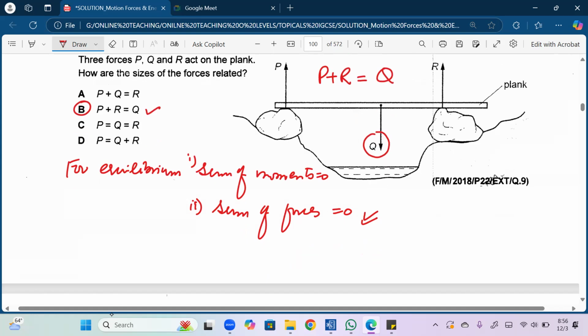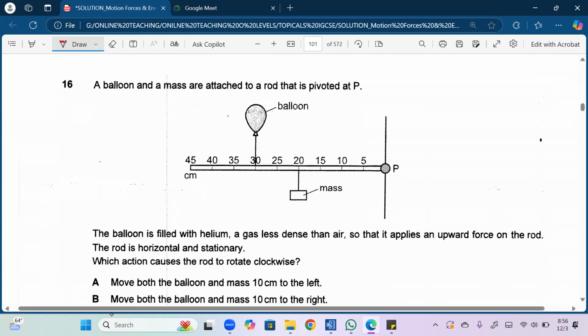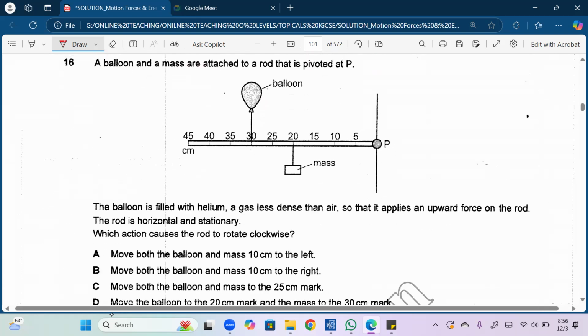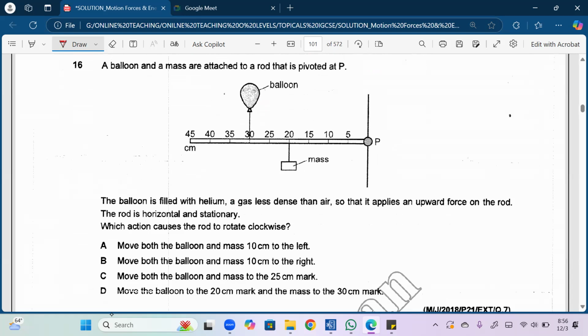Question number 16. A ball, a balloon, and a mass are attached to a rod that is pivoted at P. The balloon is filled with helium, a gas less dense than air, so that it applies an upward force on the rod. The rod is horizontal and stationary. Which action causes the rod to rotate clockwise?